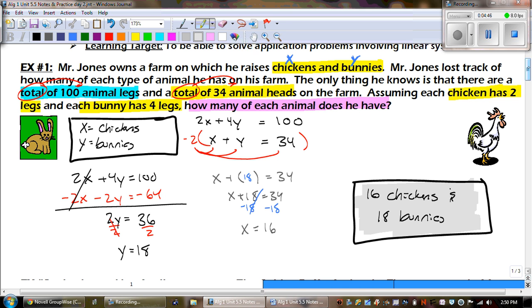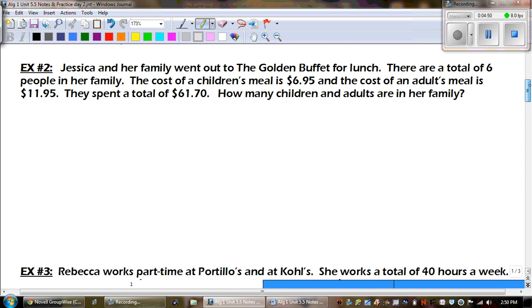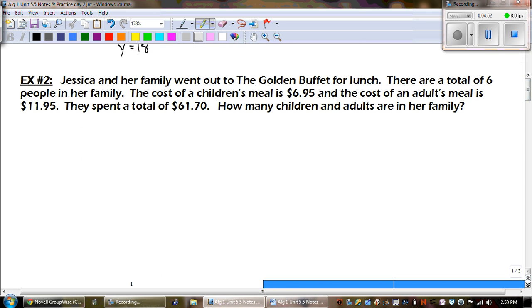Okay, let's look at the next one. So Jessica and her family went to the Golden Buffet for lunch. There are a total of 6 people in her family. Well, that sounds pretty important. The cost of a children's meal is $6.95, and the cost of an adult meal is $11.95. They spent a total of $61.70.